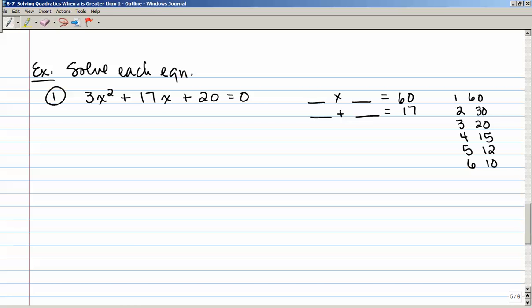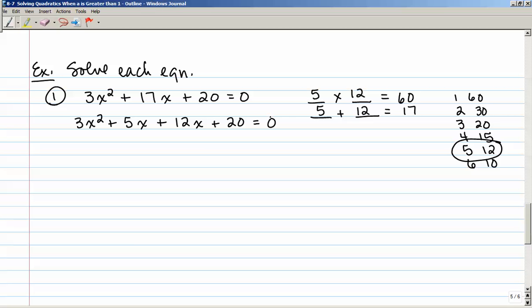This one's a little more straightforward because all I have is pluses in there. So I'm looking for two numbers that add to 17. And the only ones that are going to work here are going to be 5 and 12. So 5 times 12 gives me 60. 5 plus 12 gives me 17. So I'm going to use those two numbers to rewrite 17x. 3x squared plus 5x plus 12x plus 20 equals 0.